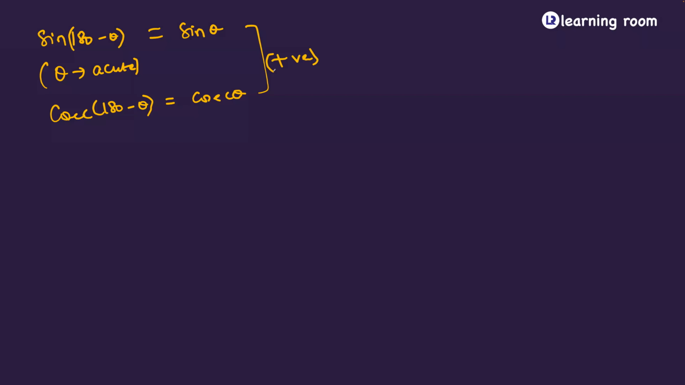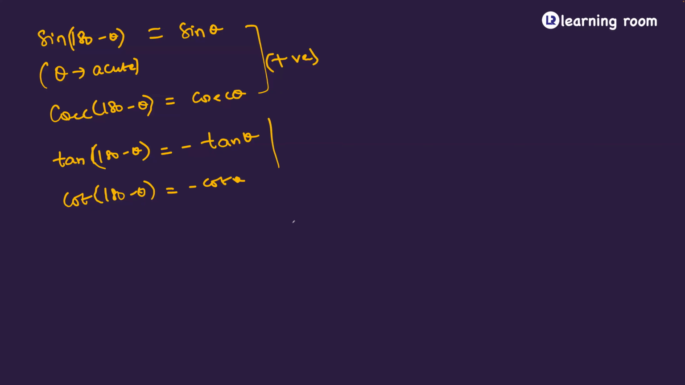Okay. Similarly, if I want tan of 180 minus theta, this will be tan theta only, but with a minus sign. Why minus? Because 180 minus theta falls in the second quadrant. So in the second quadrant, what is tan? Minus. So similarly, cot of 180 minus theta will be.